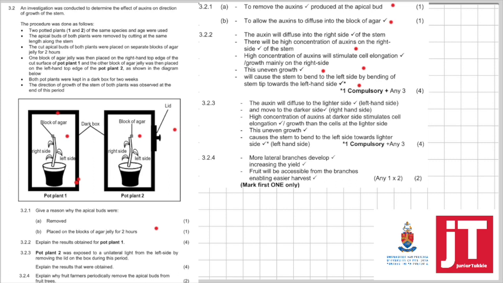Now I just want to explain something to you, grade 12s. Here it's showing you the lid, but look what it says here. It was exposed to unilateral light from the left-hand side. So it is exposed to light, and so of course that is why the plant will grow obviously towards the left. Because now what's going to be taking place? Phototropism. So this is a bit of a confusion. So read the question carefully.